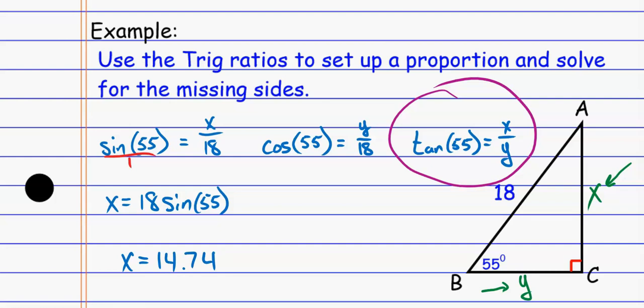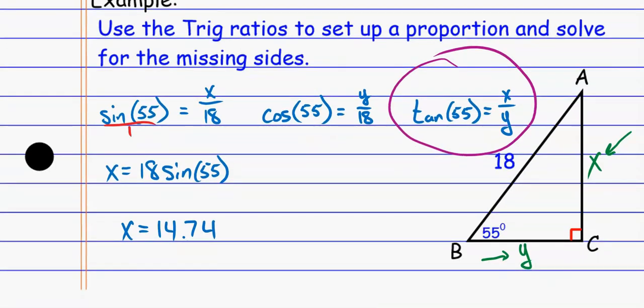Now I have the length of AC from a geometry perspective. I could even say AC equals 14.74. But now I have to find the other missing side. I have to find y. And for this one, I'm going to go to the cosine.